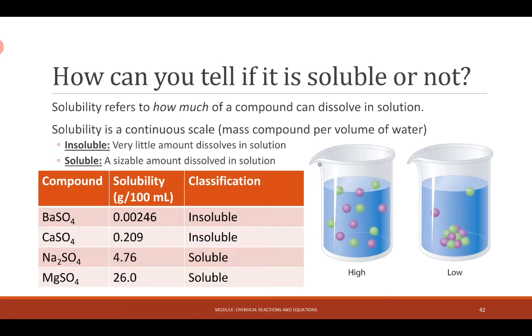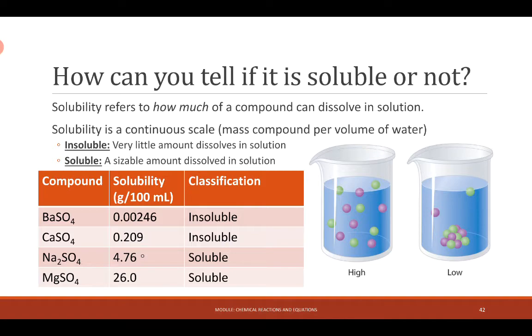So how can you tell whether a substance will be soluble or not? Solubility refers to how much of a compound can dissolve in a given amount of solvent. So solubility is really a continuous scale. And so we're going to be classifying things as either insoluble or soluble, but I want you to realize that really it's not just black and white. There's a gray scale here. And so at some point we just have to say that so little dissolves that practically nothing dissolves. And so that would be insoluble.